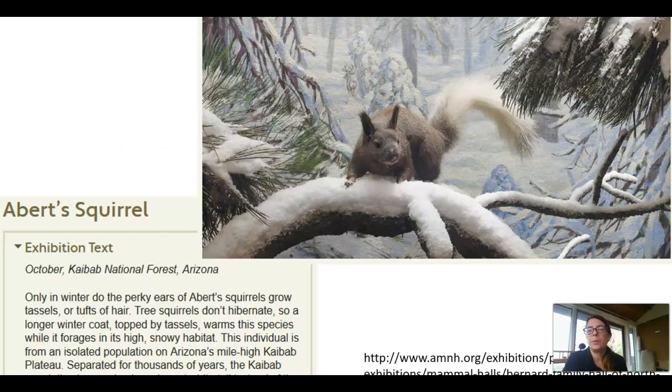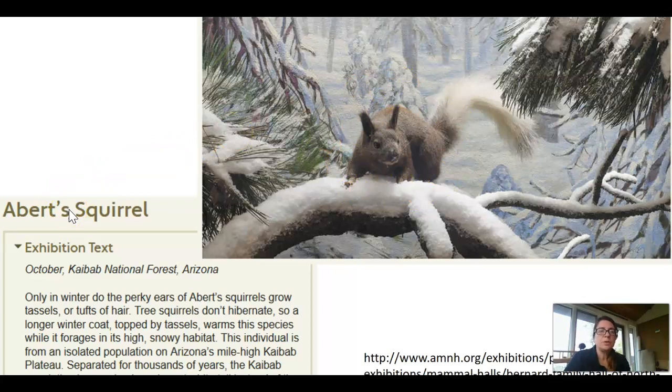Here's an example of a habitat diorama from the American Museum of Natural History in New York. And you can see all three parts of the diorama are present. Here in the background, we have our landscape painting. You can see it's a snowy forest. In the foreground, we have some pine needles with snow and also some branches with snow. And we have our taxidermy specimen, our squirrel. In this case, it's an Abert squirrel.